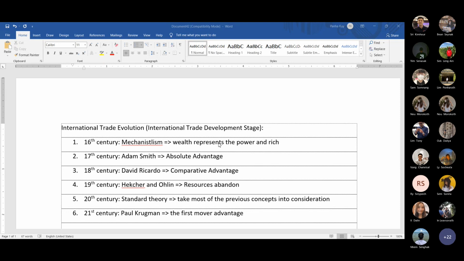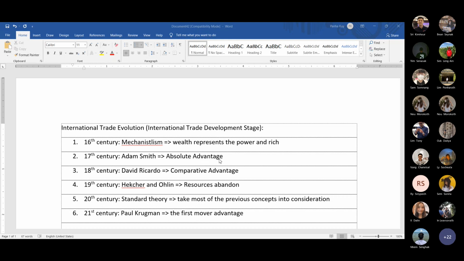It not only represents the powers and riches, and what are the products that we are going to export. Then Adam Smith came in the 17th century with his very famous textbook, The Wealth of Nations, written in 1777, and he introduced the absolute advantage.